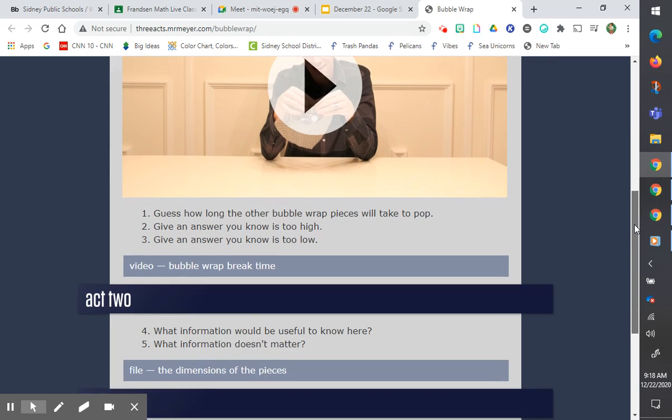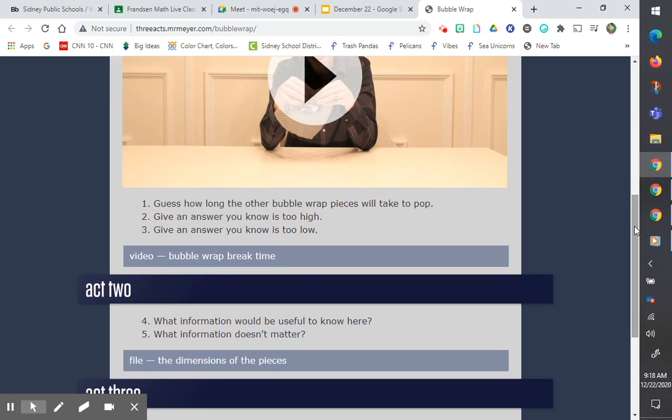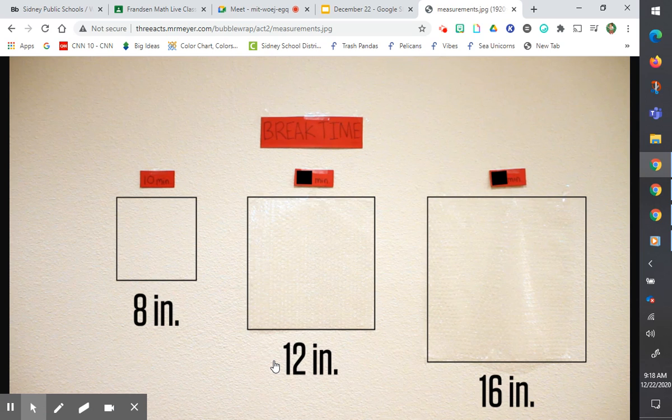Okay, do you guys want to see what information they give us? It says here, what information would be useful? They're wanting to know sizes, it sounds like to me, and amounts of time. And what information doesn't really matter? Well, I'm not sure. Let's look at this hint. Okay, there's our hint. They told us now it was 10 minutes for 8 inches. So it's 8 inches by 8 inches square.